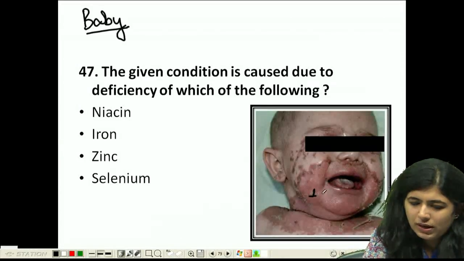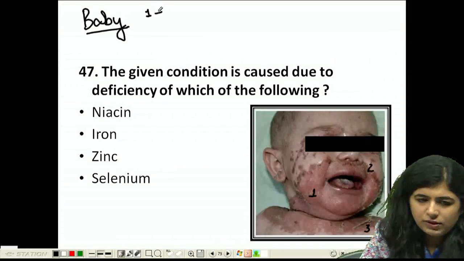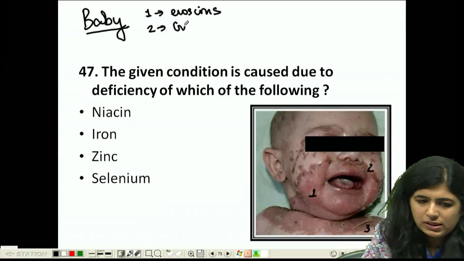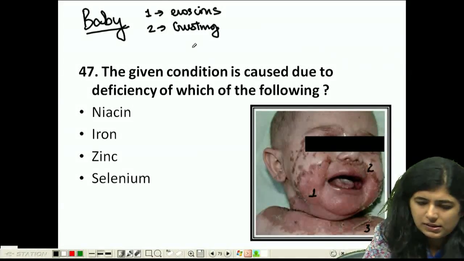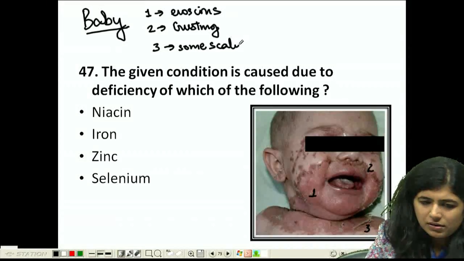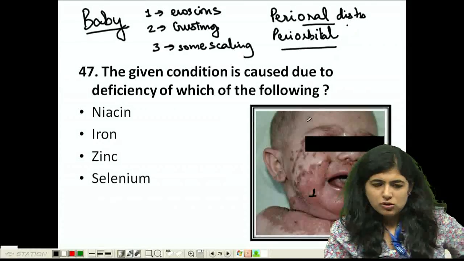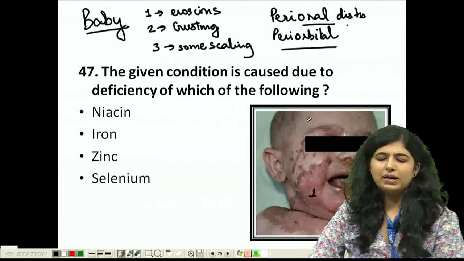I'll write it like this, 0.1, 0.2, 0.3. So what do you see? First point is erosions. Second point is you see this crusting. Third point is there is some scaling, and it is in a perioral distribution. Then the eyes are covered, otherwise it is also in the periorbital distribution. That is the clinical picture. So erosion, crusting, scaling in the periorbital area.